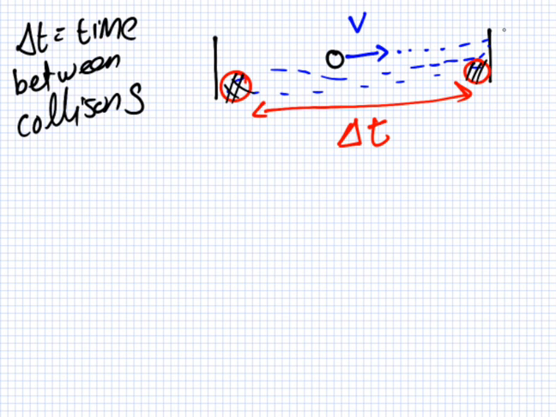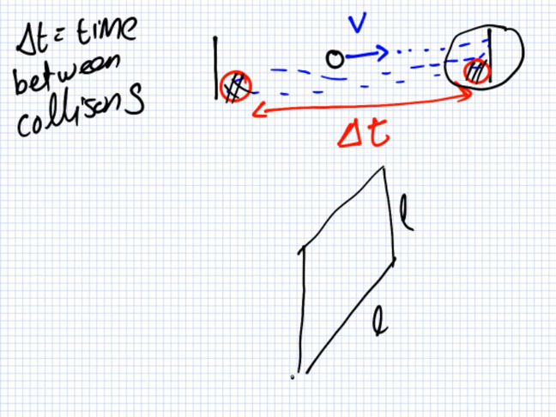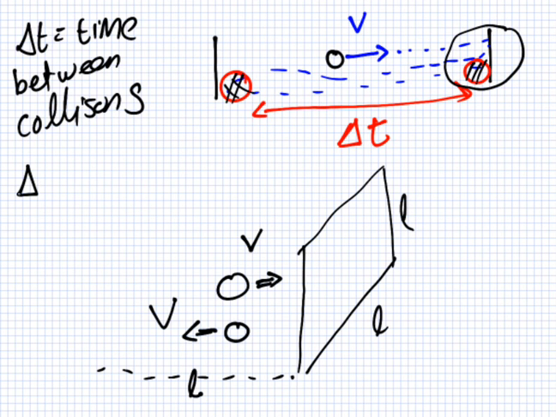You need to write this down. Delta t is the time between collisions, and v is the speed of the particle. I'm just doing this as if it was in motion, but the t is the time from hitting one wall to hitting the other wall.